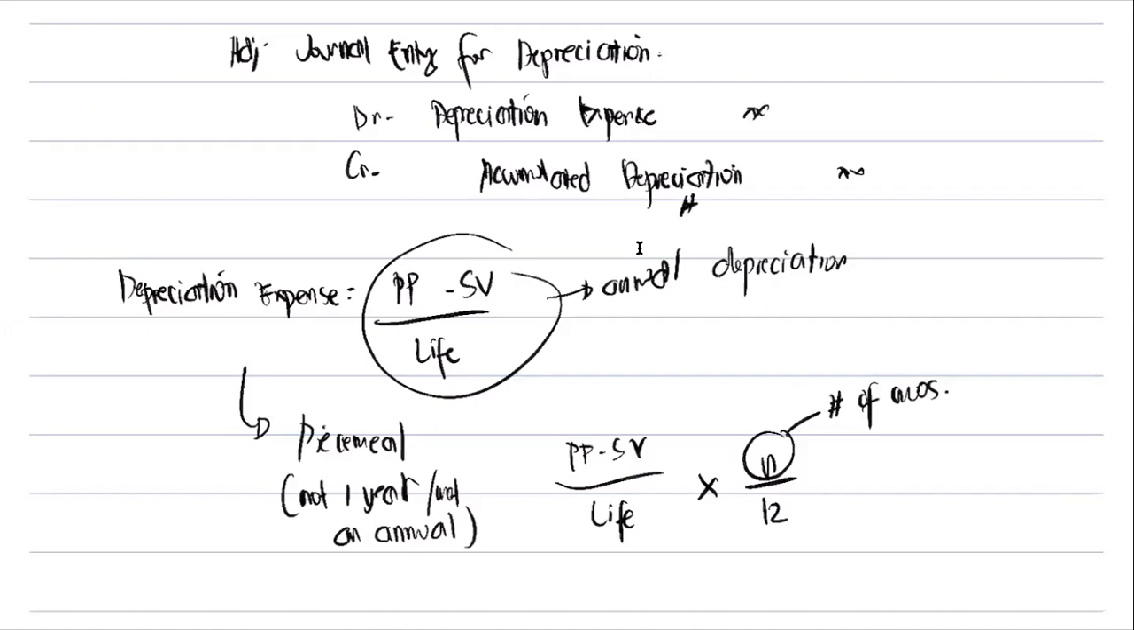So guys, again, take note in computation of your depreciation. We have here your annual depreciation, which is equal to your purchase price less the salvage value over the life. That is your annual depreciation. However, if we get a piecemeal depreciation, which means that the depreciation is not 1 year or not an annual depreciation, we have purchase price less the salvage value over the life times n over 12.